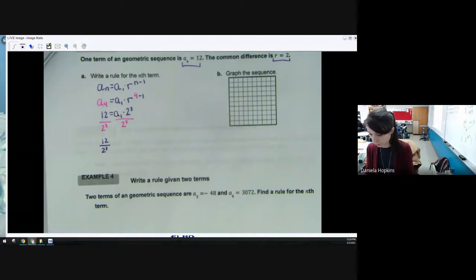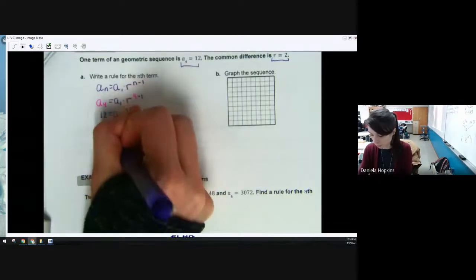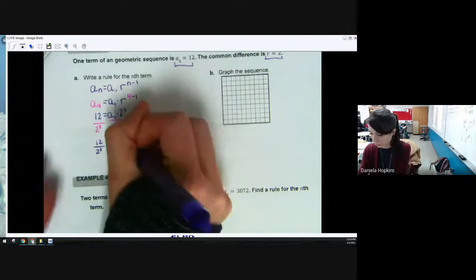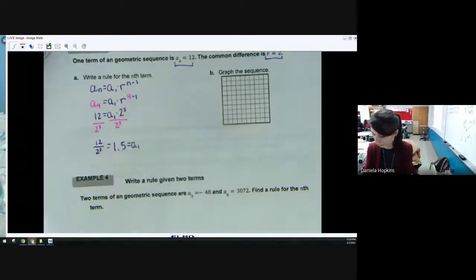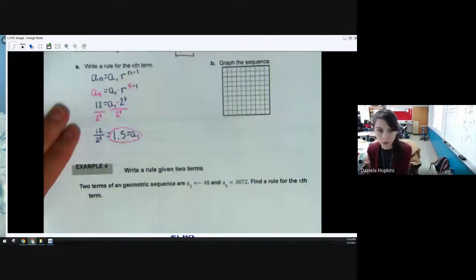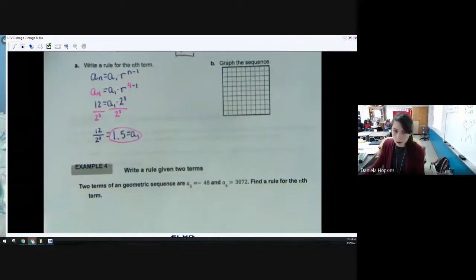Let's see. No, it did. Cool, and it knows exactly what I want. 1.5, so that's my A1. Do we keep it as a fraction or does it have to? It doesn't, frankly, I don't care.